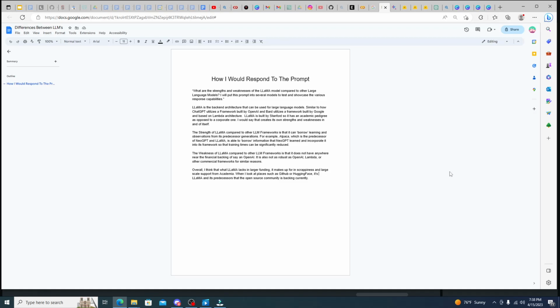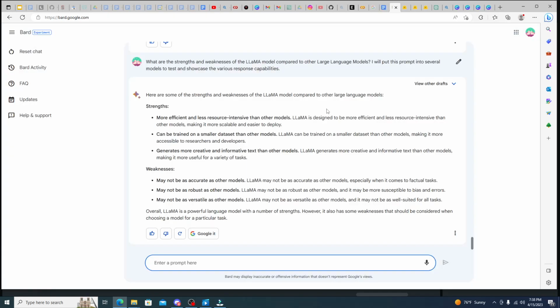So now that we've given this general overview and this prompt, let's go through this prompt and the different responses that we got from the different large language models, see the differences, and talk through that. Starting off with Google Bard. Here is Google Bard's response. Here are some of the strengths and weaknesses of the Llama model compared to other large language models.